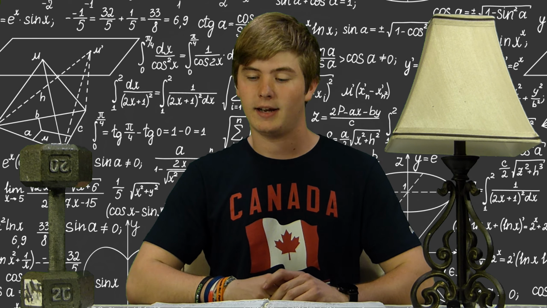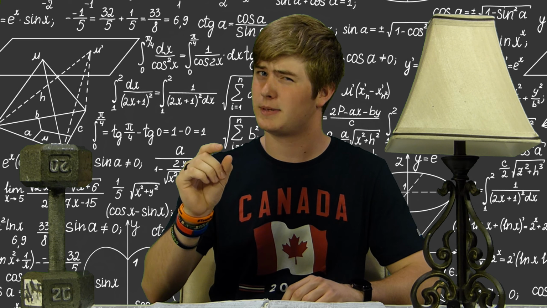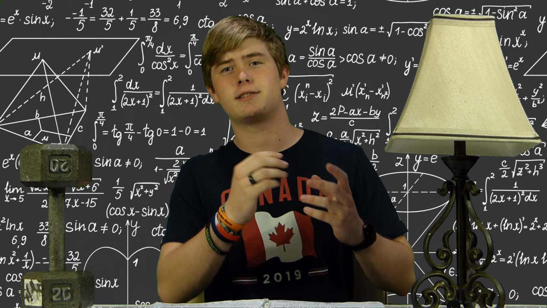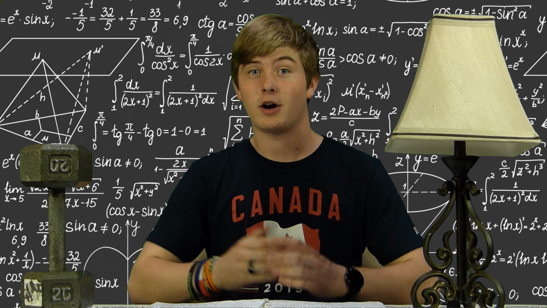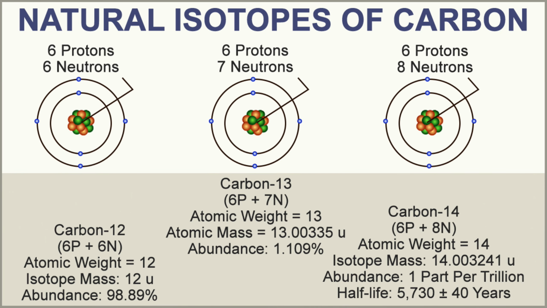And another thing you need to know is isotopes. Isotopes are the same element, but a little bit different because they vary in the number of neutrons in the nucleus. For example, we have carbon-12 here. It has 6 protons and 6 neutrons. 6 plus 6 equals 12, hence the name carbon-12.